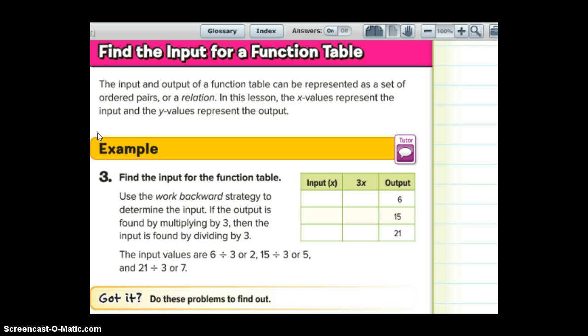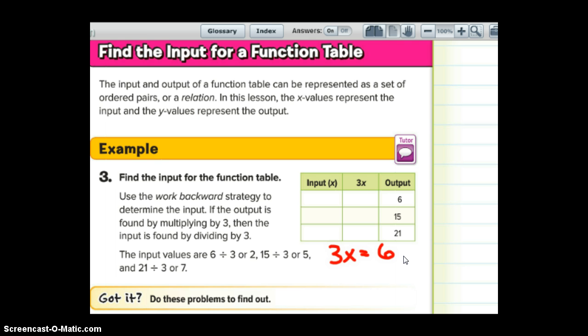Now I'm going to show you a slightly different method to do this using what we learned about equations. So please draw this table in your notes right now. We're going to work to find the values for the input if the outputs are 6, 15, and 21. How I would think about this is as if it were an equation. So our first step would be like 3x equals 6.